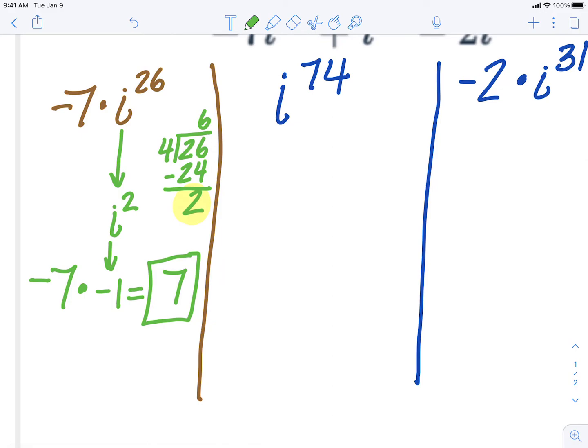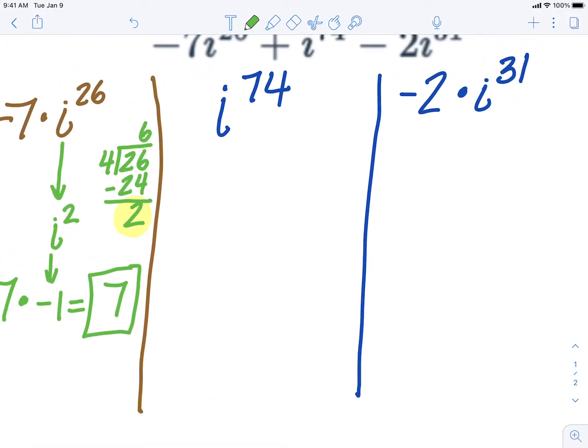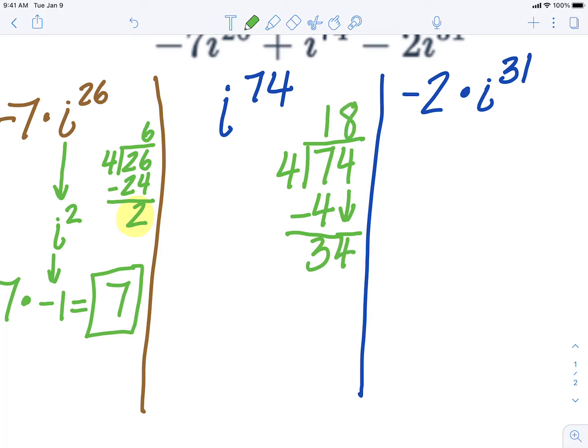All right, okay. I did my first part. Now I'm going to do my second part. I to the 74. So I'm going to take 74 and divide it by 4. 4 goes into 7 one time. 4 times 1 is 4. 7 minus 4 is 3. Bring down my 4. 4 goes into 34 8 times. 4 times 8 is 32. 34 minus 32 is 2.